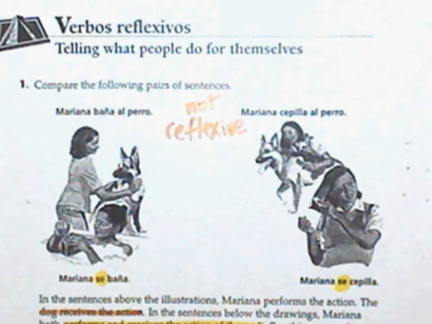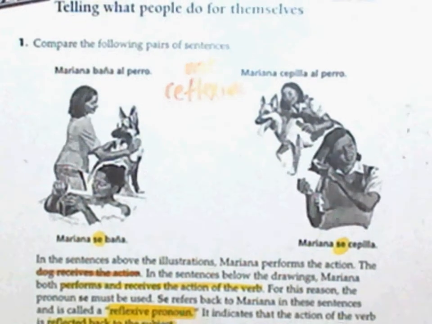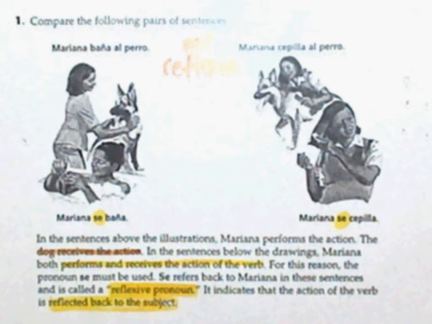Reflexive pronoun. Okay, and what are our reflexive pronouns? Good. So me, te, se, nos, and se. Where do we put them? If we have one verb, in front. If you have two verbs, at the end of the second verb you attach it, it becomes part of the verb. So you still don't conjugate that second verb.